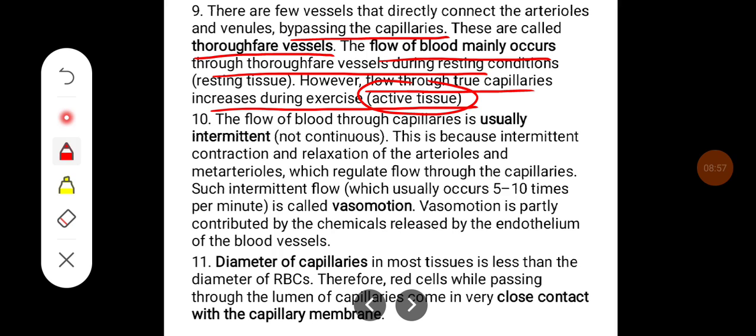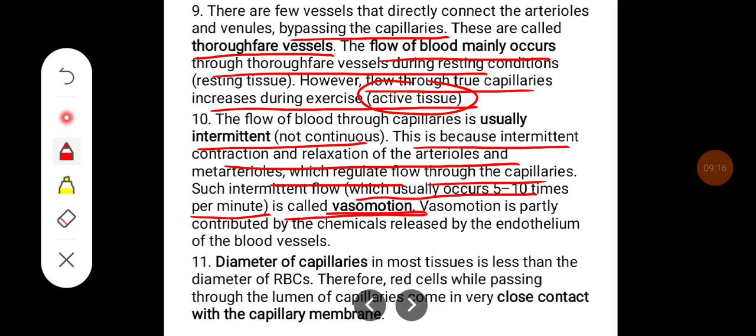The flow of blood through capillaries is usually intermittent, and this is because of intermittent contraction and relaxation of the arterioles and meta-arterioles, which regulate the flow through the capillaries. Such intermittent flow, which usually occurs 5 to 10 times per minute, is called vasomotion. Vasomotion is partly contributed by the chemicals released by the endothelium of the blood vessels.